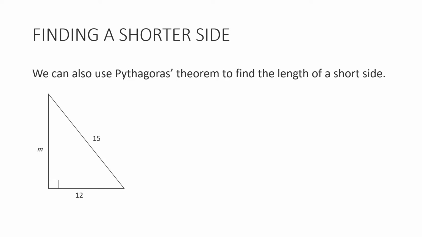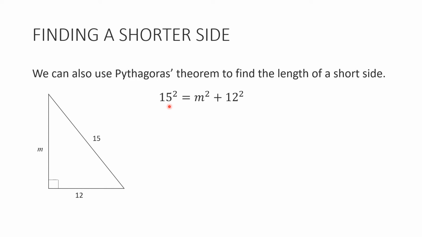And if you have a look at this triangle here, it's a little bit different to the ones that we've been doing. The pronumeral is not on the hypotenuse. Instead, it's on one of the short sides. But we're going to start the same way by writing Pythagoras' theorem, which is going to be 15 squared is equal to m squared plus 12 squared.